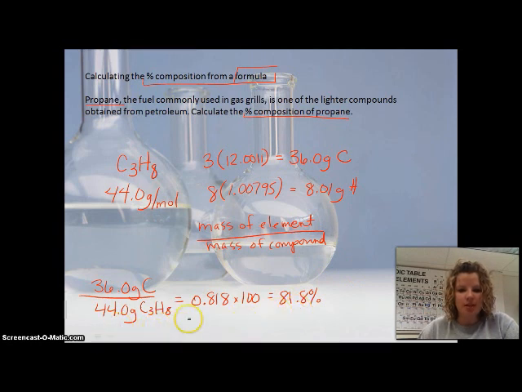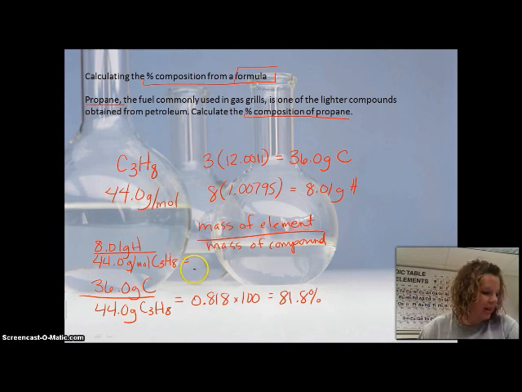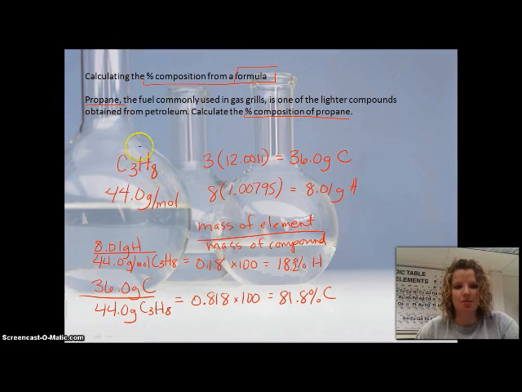Okay, so the next one we have, let's do it on top here: 8.01 grams of hydrogen over 44.0 grams per mole of the C3H8. And if we do this, we get 0.18. Times that by 100, and we get 18% hydrogen and 81.8% carbon. Okay, so you're just using these numbers and calculating molar mass for each. Okay, so again, not too difficult.